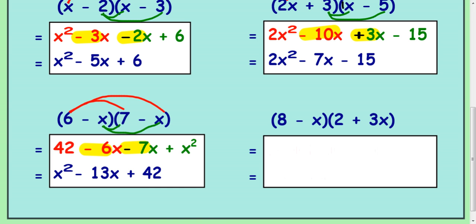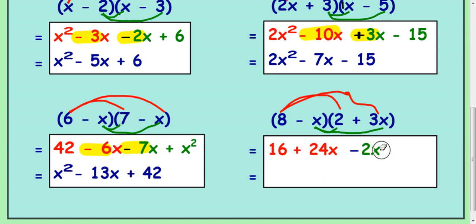The last one is exactly the same. Okay, so we'll do 8 times 2 and then 8 times 3x. Oops, a bit squiggly there. And then we'll do negative x times 2 and negative x times 3x. I'm trying to use a mouse here, so that's why it's going a bit funny. So 8 times 2 is 16. 8 times 3x is 24x. We're now doing negative x times 2, so let's take away 2x. And negative x times 3x. So again, just think of that as a 1. So negative 1 times 3 is negative 3. And then x times x is x squared, so it's negative 3x squared.